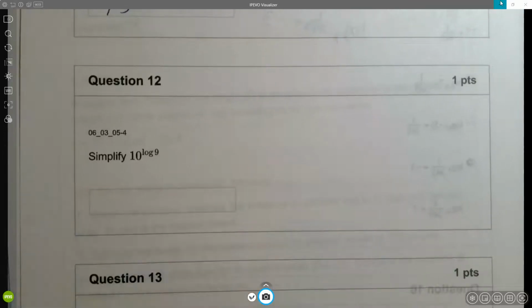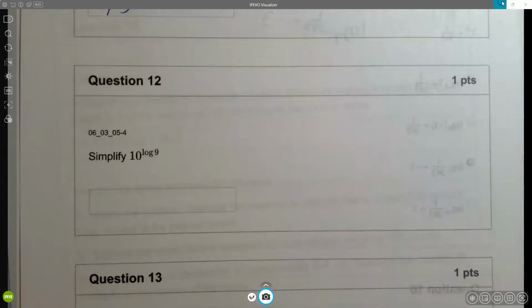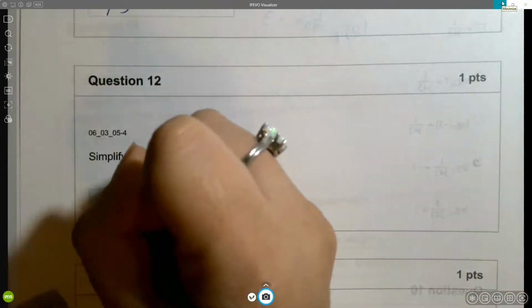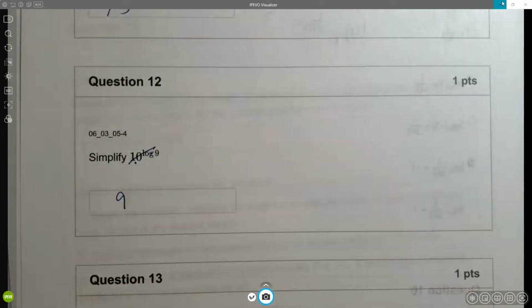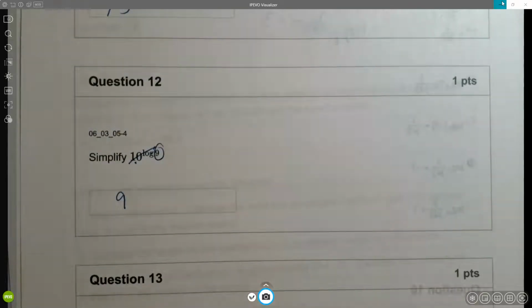Number 12 wants me to simplify this expression. So I again can go to Desmos. I have 10 to the log 9. Oh, I didn't even type that in. 10 to the log 9, which gives me just 9. Just for future reference, whenever I have a base 10 and the word log, those will cancel out, and whatever is left over is my answer. So that 9 was my answer.